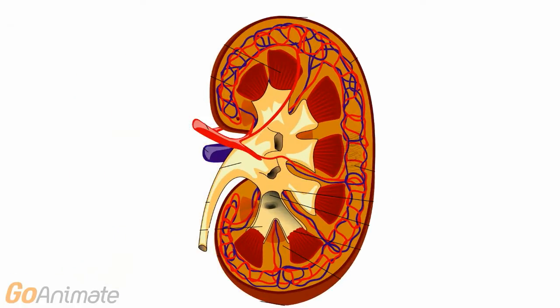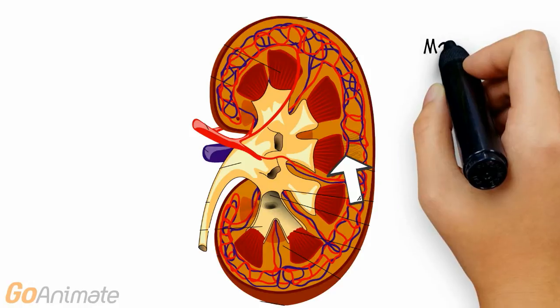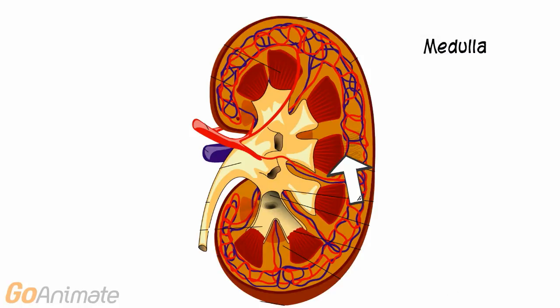Let's take a closer look at the kidneys. Each kidney is surrounded by a tough fibrous outer layer called the renal capsule. The outer portion of the kidney is called the cortex. The inner portion is called the medulla.